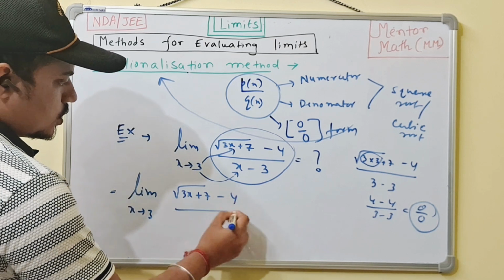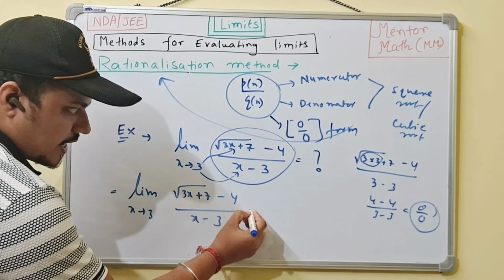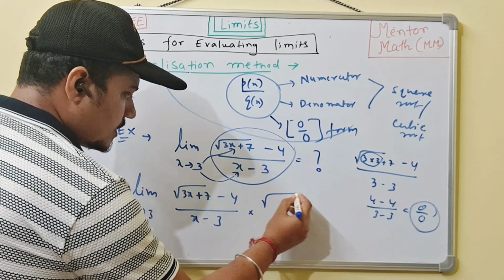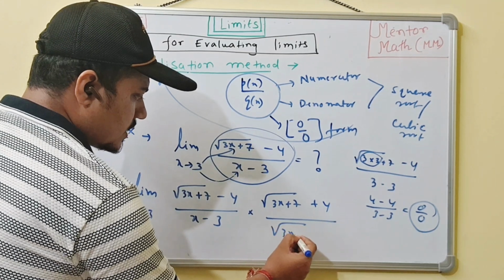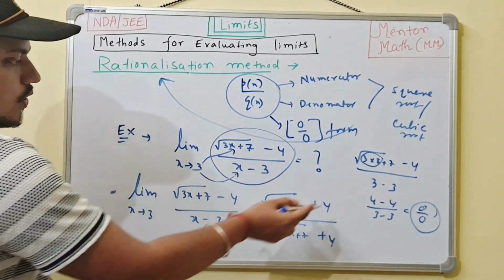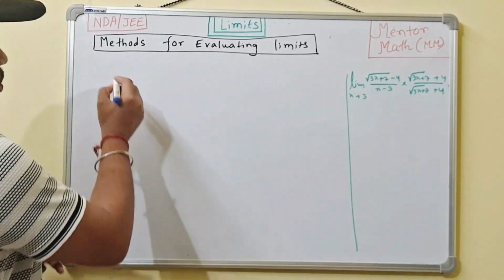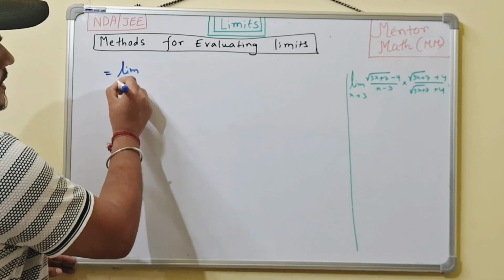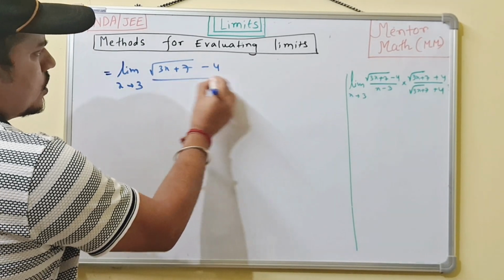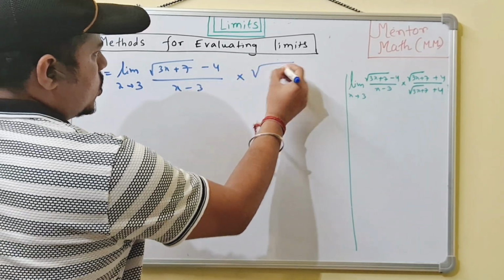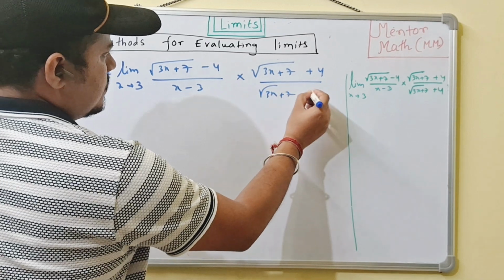And how do you remove the square root? If you see the numerator contains a square root, that means you have to multiply by the opposite sign: root 3x plus 7 plus 4 by root 3x plus 7 plus 4. Obviously that is the process of rationalization. So copy please. Now we have limit x tends to 3 of (root 3x plus 7 minus 4) by (x minus 3) into (root 3x plus 7 plus 4) by (root 3x plus 7 plus 4).